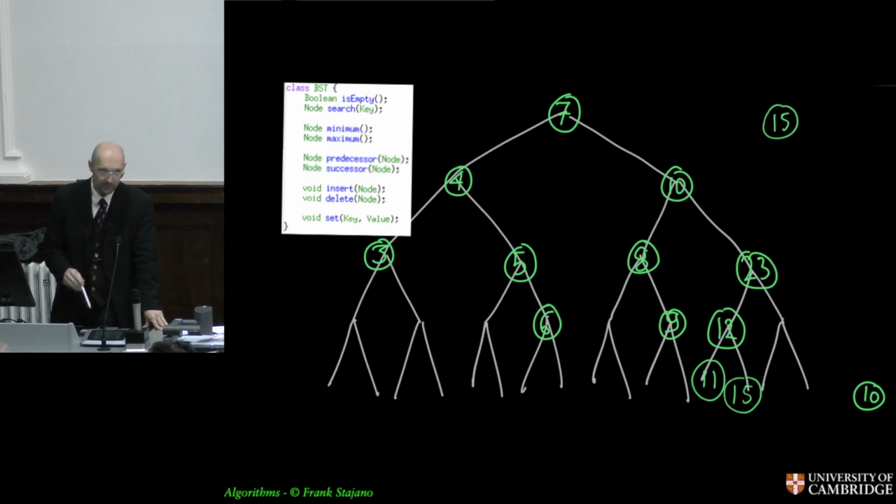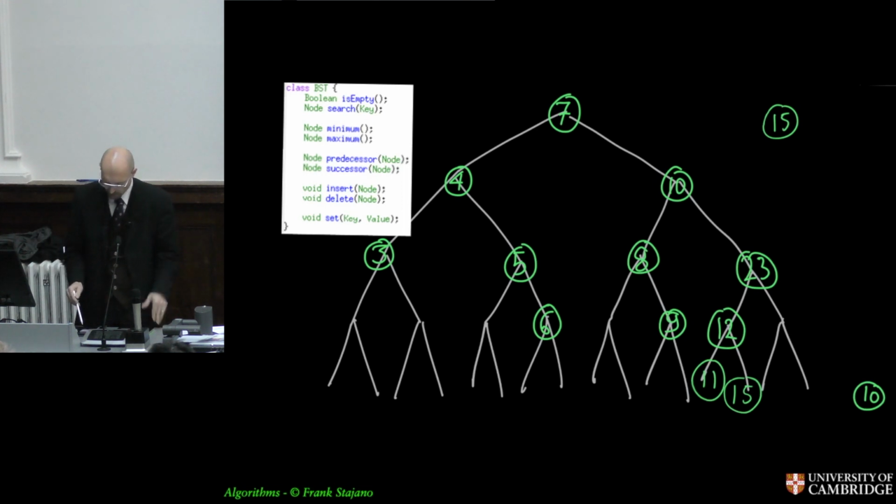The other operations that derive from the fact that we are working in a context where the keys have an order defined on them are the predecessor and successor of a node. So notice here, I'm not giving a key, I'm giving a node. So I already know where this is, and I'm saying, where is the predecessor of this node? Well, it would be here. Where is the successor of this node? It would be here. Where's the predecessor of this node? It would be here. Where's the successor of this node? There isn't one, because that's the biggest one.